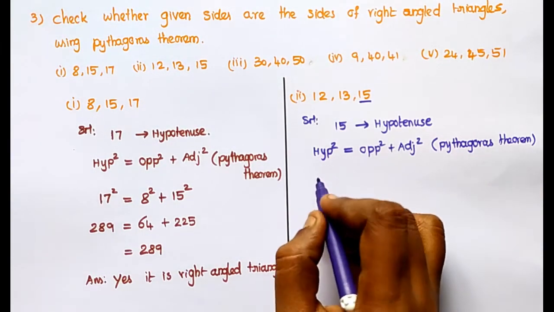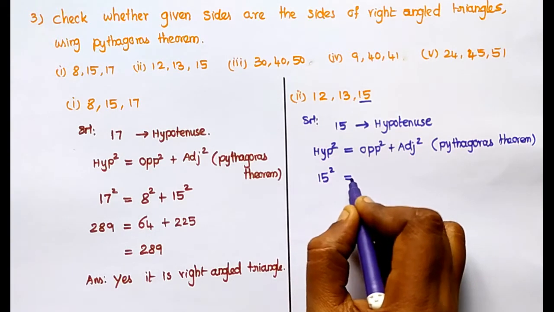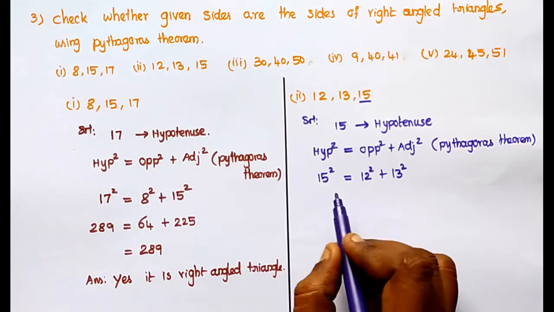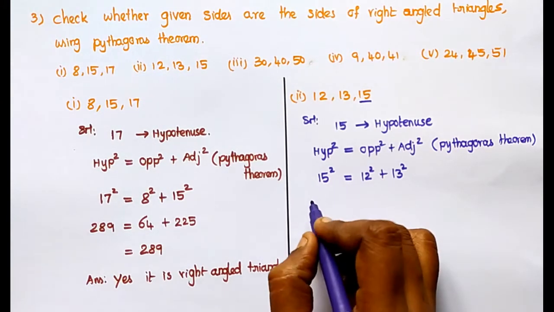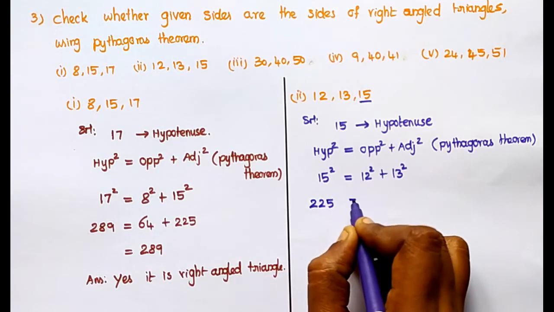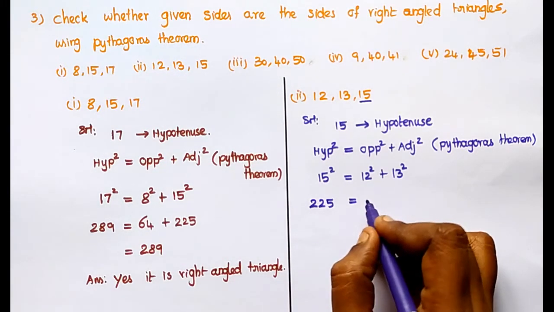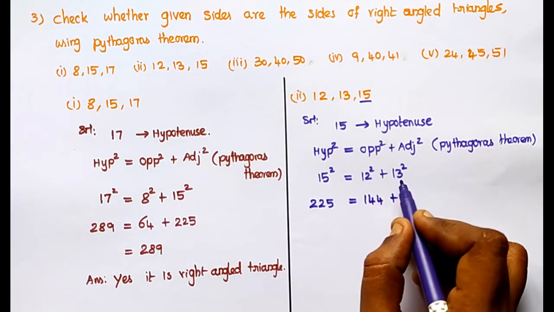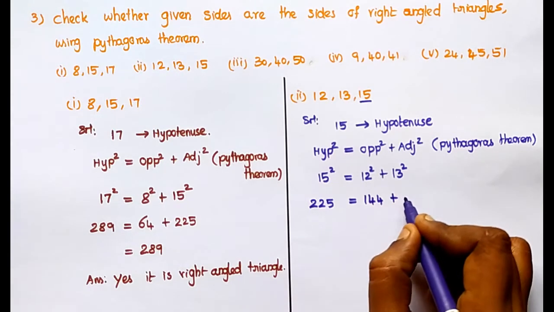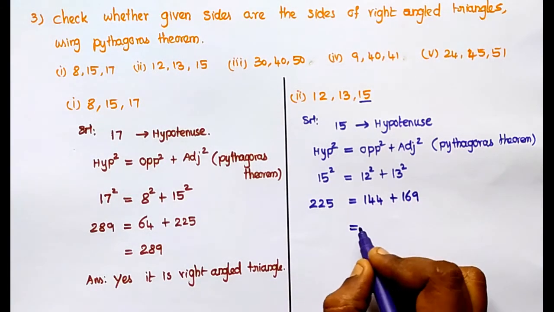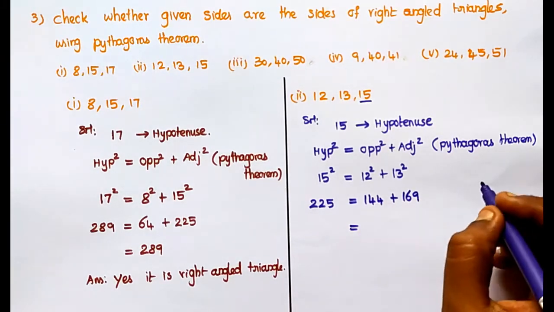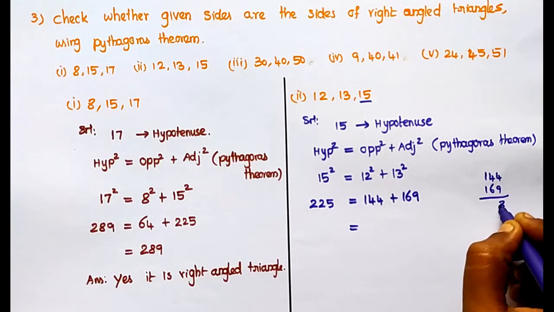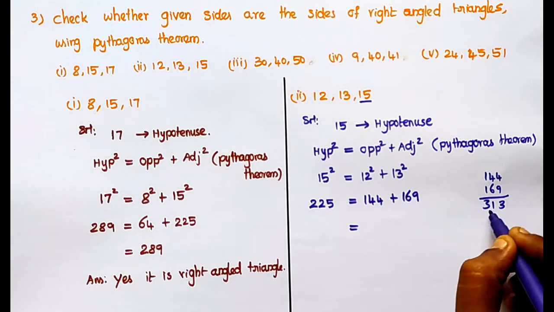Now, hypotenuse squared: 15 squared equals 12 squared plus 13 squared. Listen, 15 squared means 15 into 15, so that is 225. 12 squared is 12 into 12, that is 144, plus 13 squared, that is 13 into 13, 169. Add this. Listen, 144 plus 169, how much? 313.